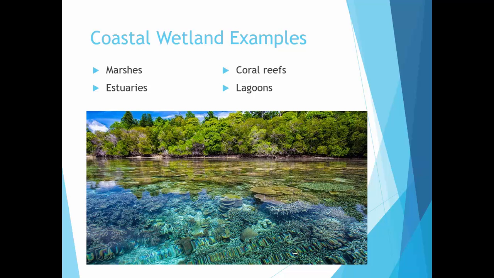There's also coastal wetlands, which would include marshes, estuaries, coral reefs, and lagoons, and most of these are either partially salty or salty ocean water. So an example would be like a coral reef. That would be ocean water, and so it is salty. Estuaries are a mix of salt and fresh water where they mix together, so those are slightly unique.